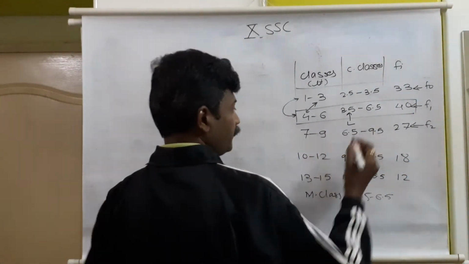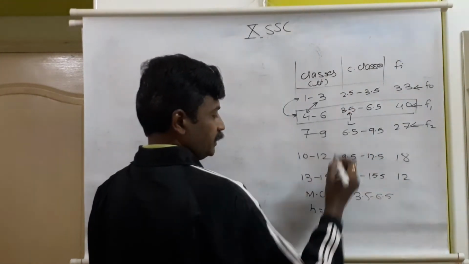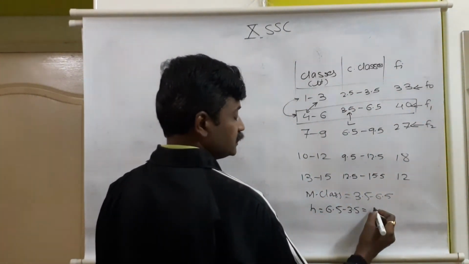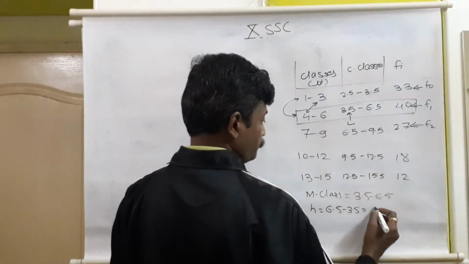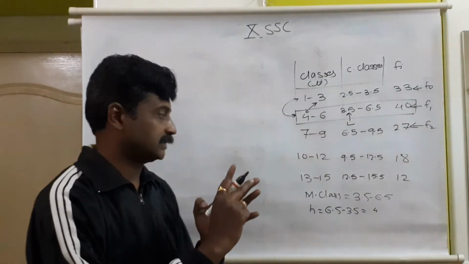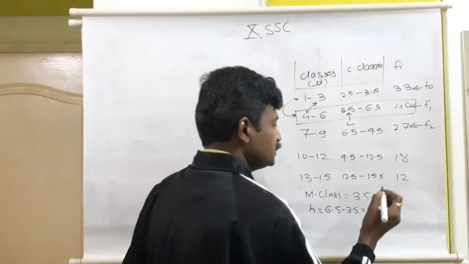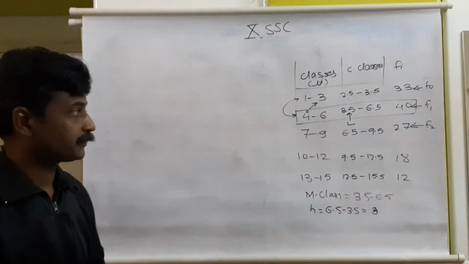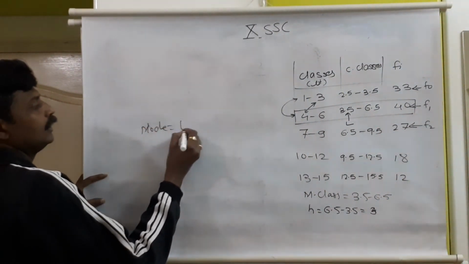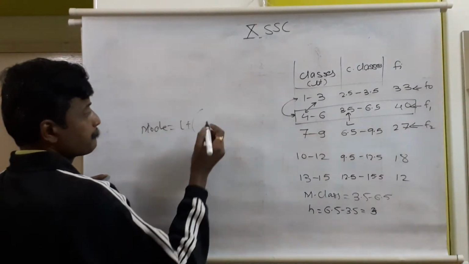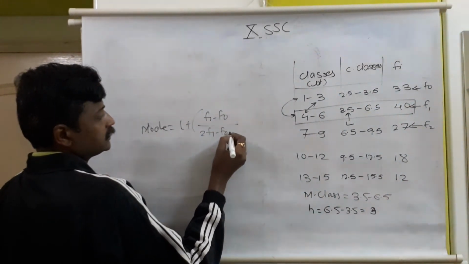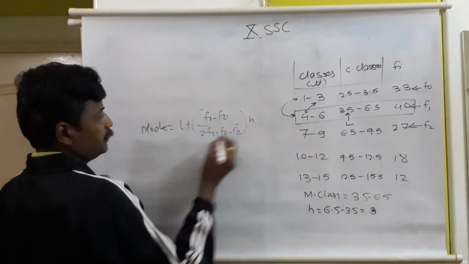So L is 3.5, and H is the difference between 6.5 and 3.5. After 3.5 comes 4.5, 5.5, 6.5. Sorry, the difference is 3. So H is equal to 3. All the picture is clear. Mode is equal to L plus (F1 minus F0) upon (2F1 minus F0 minus F2), bracket complete, into H.